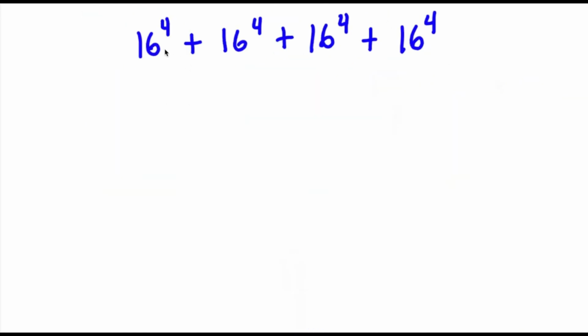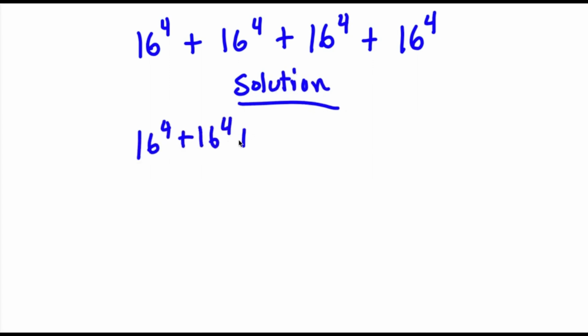Alright, so our problem is 16 to the power of 4 plus 16 to the power of 4 plus 16 to the power of 4 plus 16 to the power of 4. So, for our solution, our original equation was 16 to the power of 4 plus 16 to the power of 4 plus 16 to the power of 4 plus 16 to the power of 4. Now, what I can do from this is factor out 16 to the power of 4.